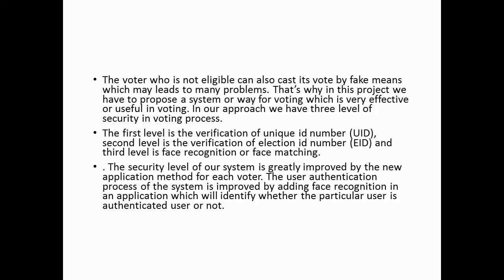That's why in this project we propose a system or way for voting which is very effective and useful. In our approach we have 3 levels of security in the voting process. The first level is the verification of unique ID number (ID). The second level is the verification of election ID number (EID), and the third level is face recognition or face matching. The security level of our system is greatly improved by the new application method for each voter. The user authentication process of the system is improved by adding face recognition in an application which will identify whether the particular user is an authenticated user or not.